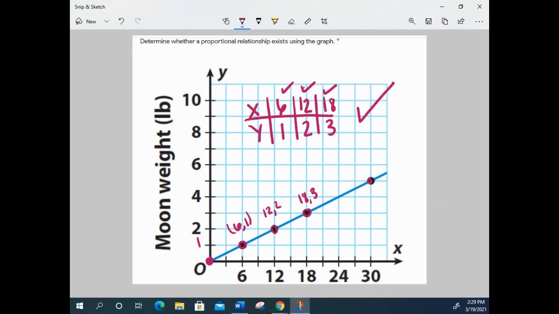So again, you can always check to see, one, is that line going through the origin? If it is, ding, ding, ding, it's proportional. Or you can look at your table of values by looking at the points and determining if there is a constant of proportionality.